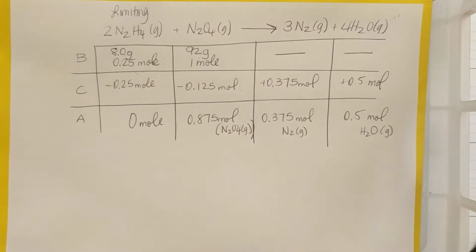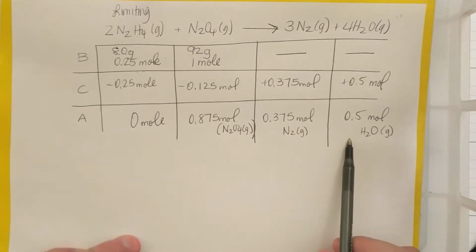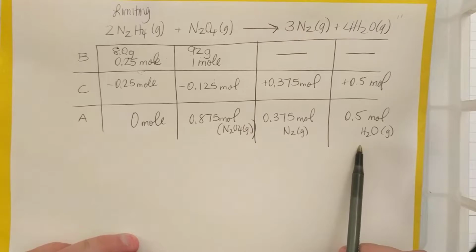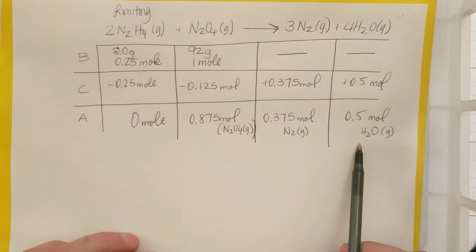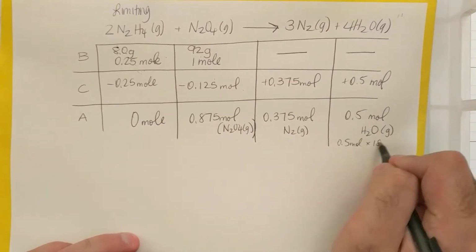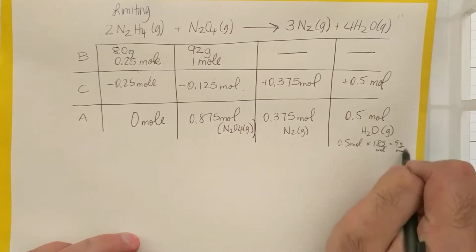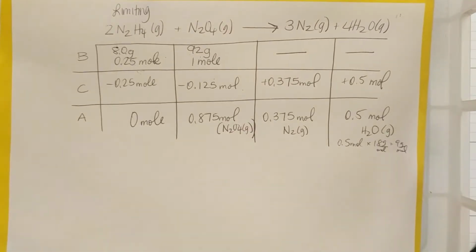So the answer to part I should be B, because it's for the maximum amount of moles of H2O. Oh sorry, it should be A. 0.5 moles of H2O is 0.5 moles times 18 grams per mole. That should be 9 grams. So the maximum grams of H2O that could form is 9 grams, so that's A.